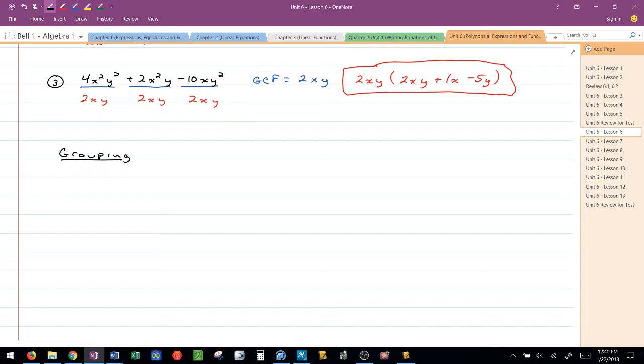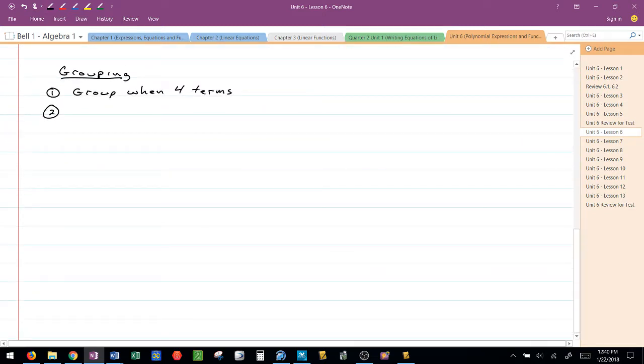Okay? So the first thing that I'm going to do for grouping here is figure out when I'm going to be looking for this. You always want to look for grouping when you have 4 terms. So when you have that 4-term polynomial, I'm immediately thinking grouping. It's not going to work 100% of the time, but that's really my indicator that says, hey, let's try to group this and see if we can factor it by grouping.